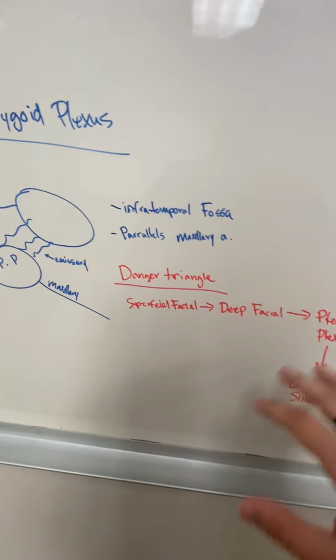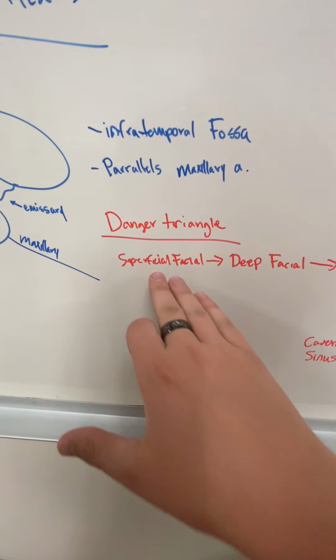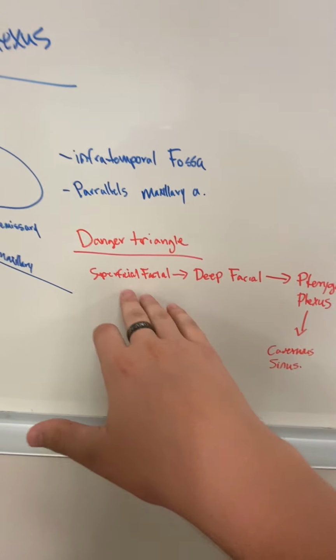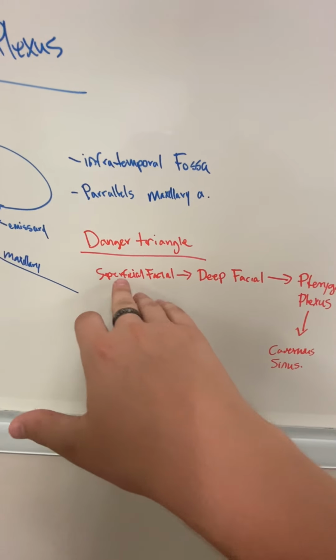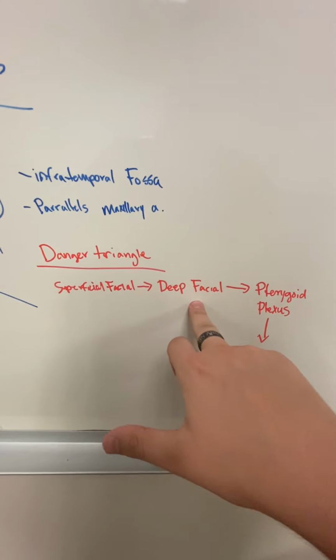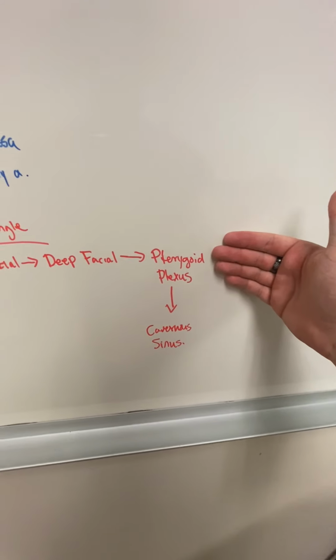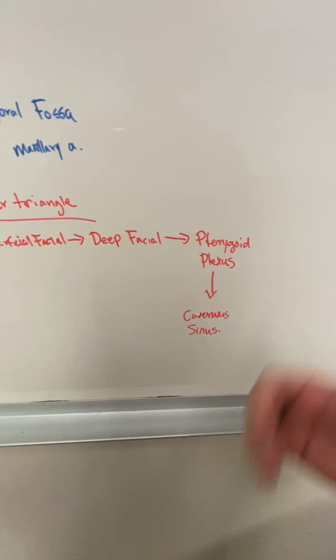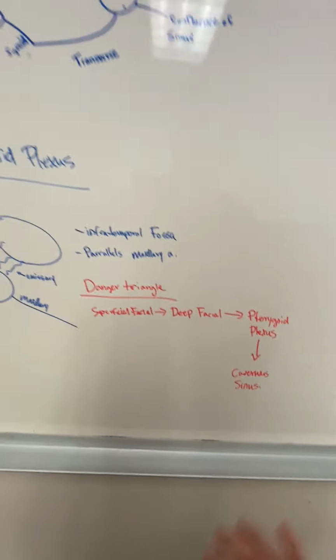And the only other pathology with it would be superficial facial going into the deep facial. This is like if you have a boil or something like that on your nose. It goes from superficial facial to deep facial. The infection can spread to the pterygoid plexus and then end up in your cavernous sinus, and that could result in death. But here's part one.